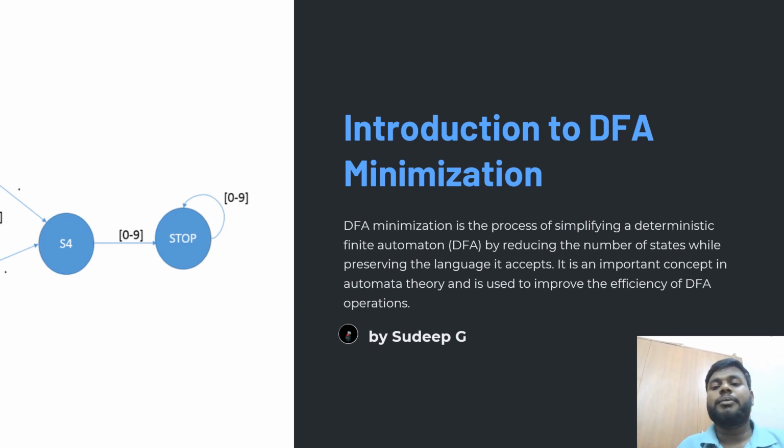Today I'm going to explain Introduction to DFA minimization. DFA minimization is the process of simplifying a deterministic finite automaton, or DFA, by reducing the number of states while preserving the language it accepts. It is an important concept in automata theory and it is used to improve the efficiency of DFA operations.